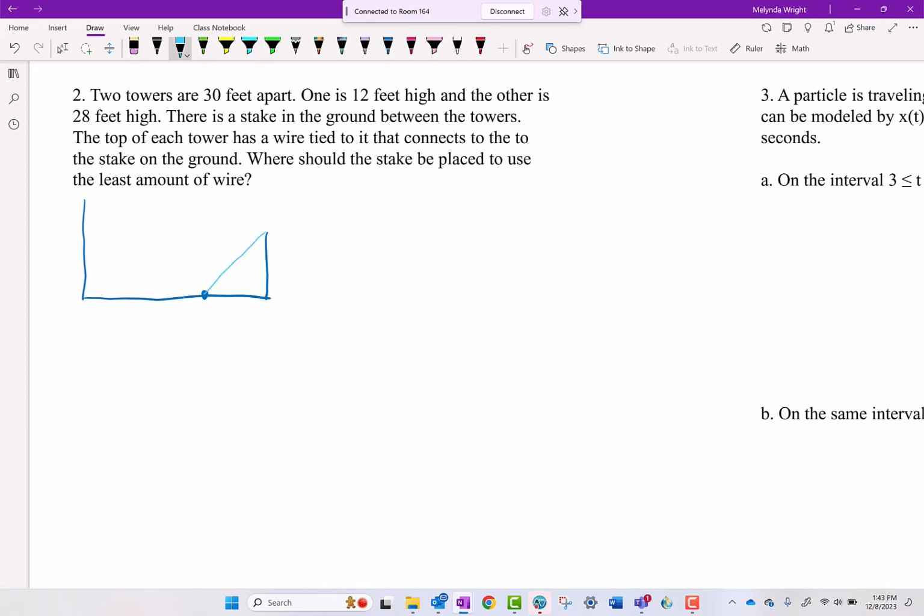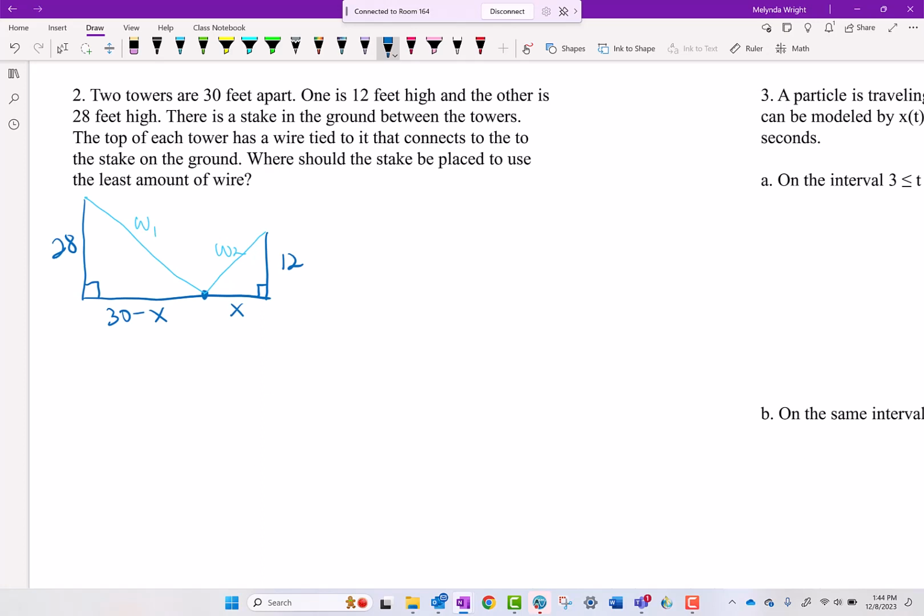Okay, so what did we do? We called this wire 1, and we called that wire 2. This was 28 feet high, and that was 12. We made the distance between the stake and the right side X. And since this distance was 30, remember y'all told me what to make this part? It would have been 30 minus X. That was our diagram.